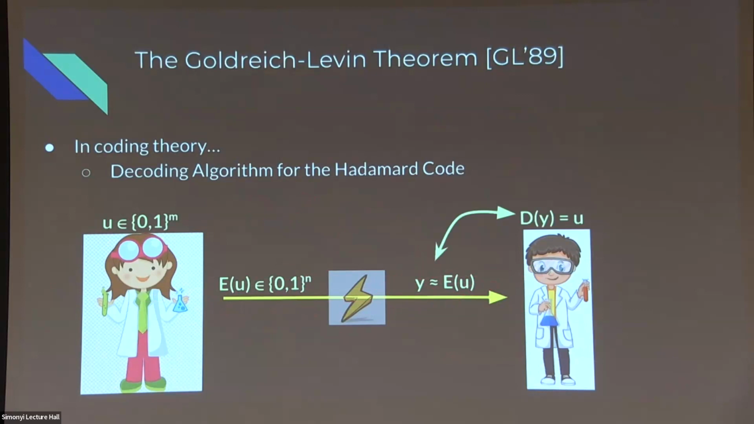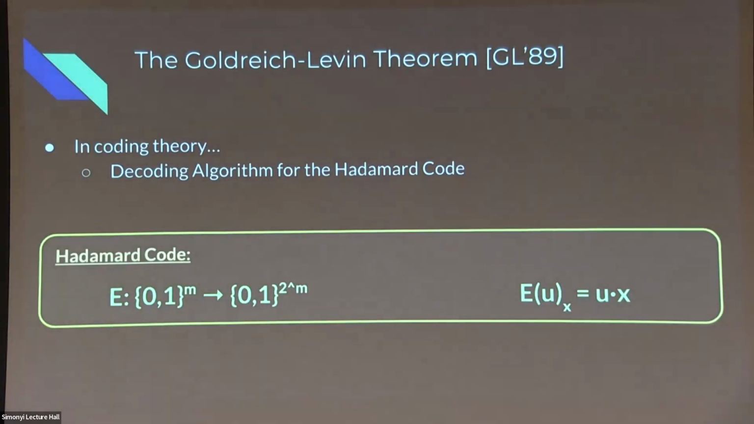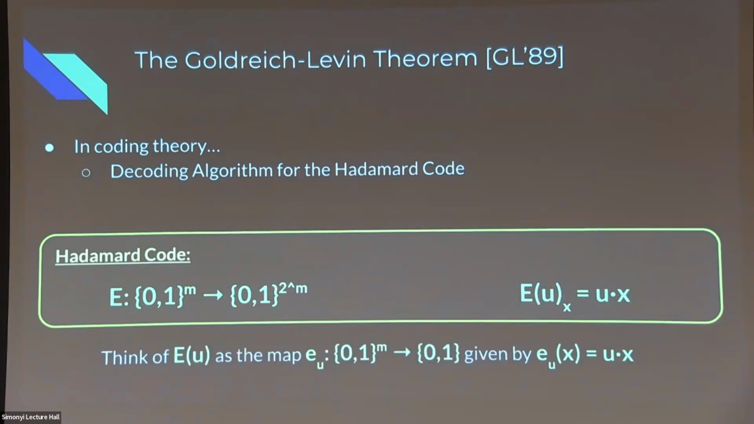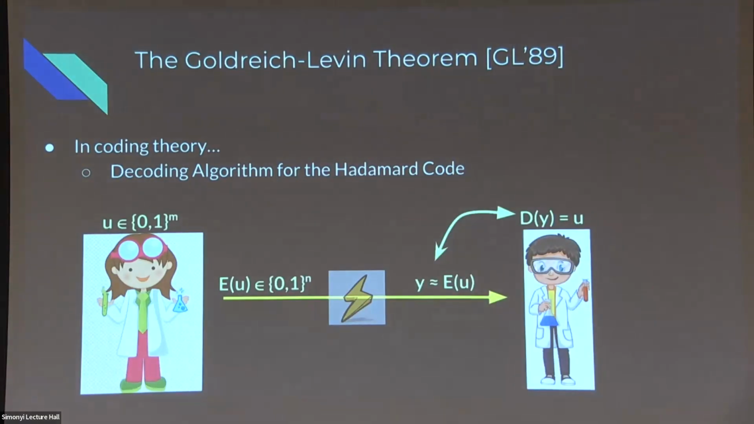Okay, totally standard coding theory setup. The Hadamard code is a particular code where you encode a string u into a string of size 2 to the m. So this is sort of like a bit string where the bits are indexed by strings in {0,1}^m, where the bit corresponding to x is going to be u dot x.